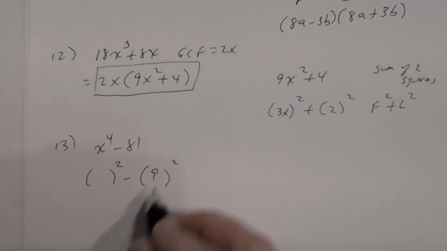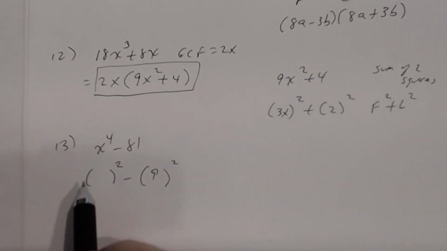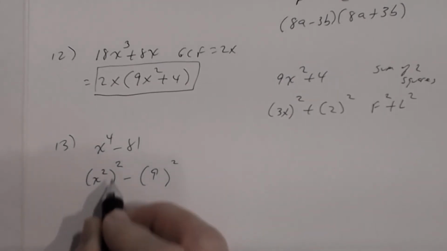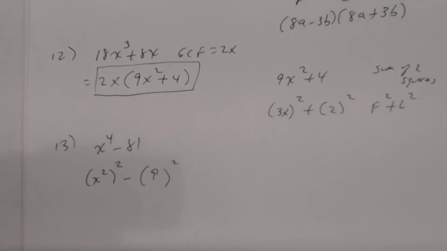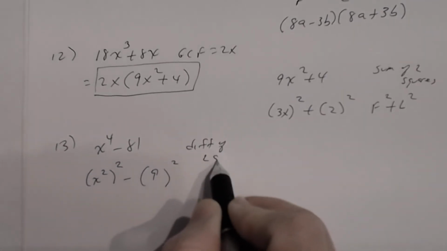Well, that's 9. So I filled that part in. Okay, what times itself twice is x to the 4th? What expression times itself is x to the 4th? Oh, x squared, right? Because x squared times x squared is x to the 4th. So this is the difference of two squares.